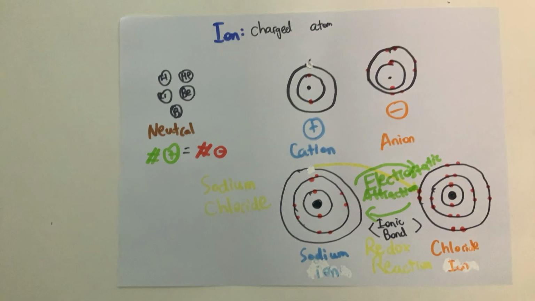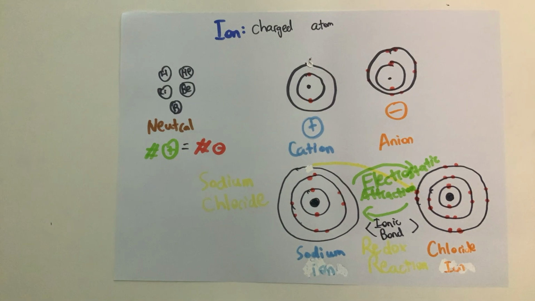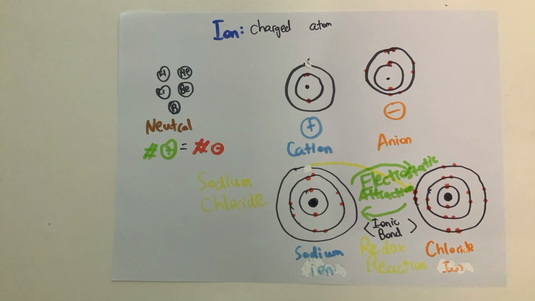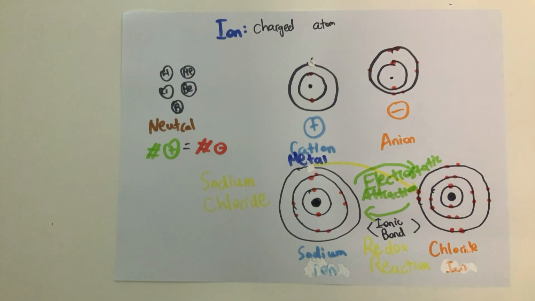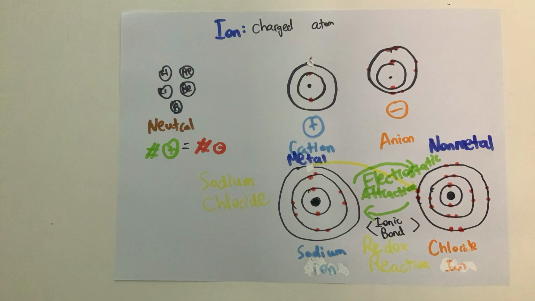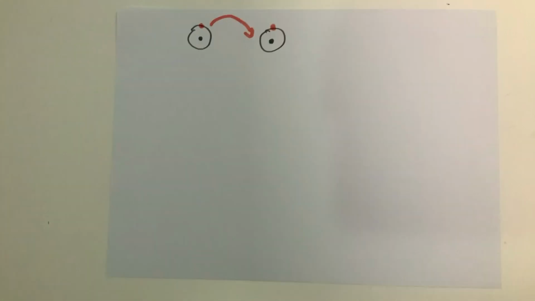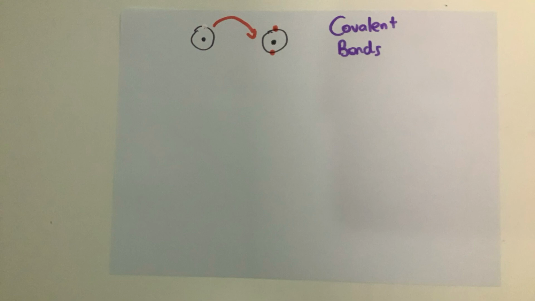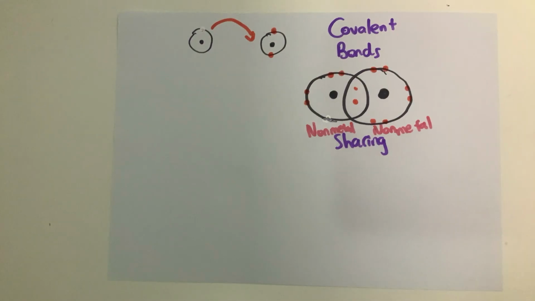Sodium chloride, or table salt, is a classic example of ionic bonding between a sodium cation and a chloride anion. Ionic bonds form between a metal, which loses valence electrons, and a nonmetal, which gains valence electrons. Covalent bonds. Instead of completely donating and completely receiving electrons like atoms in an ionic bond, atoms in covalent bonds share electrons. Covalent bonds occur between nonmetals.